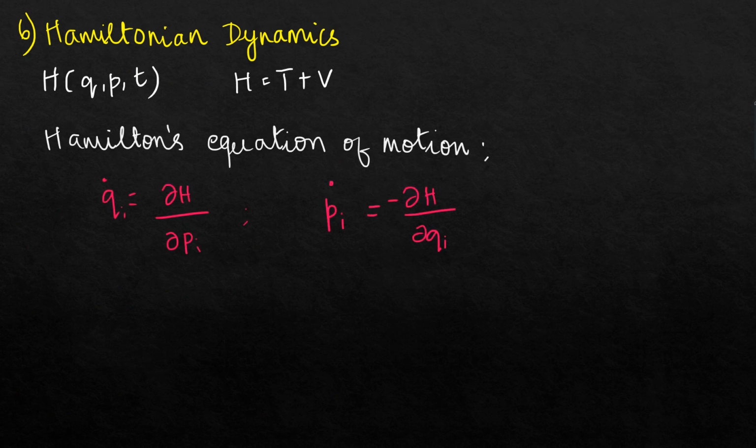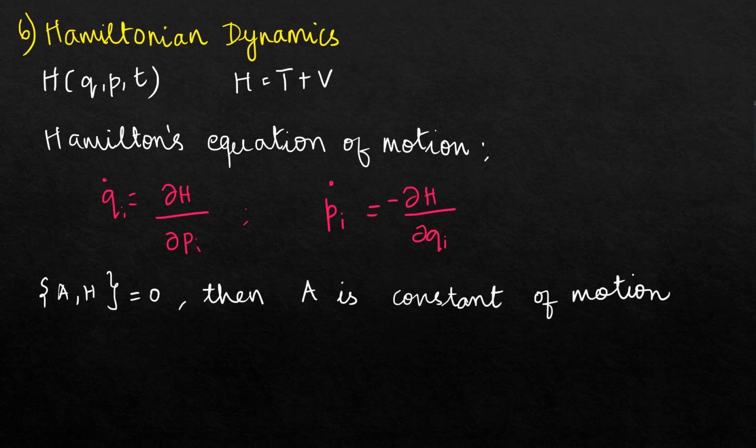H is given as T plus V. And these are the important Hamilton's equations of motion. Remember these. And then this is one of the important ones where you can solve one problem easily using this. So if A is a constant of motion, how do you find that A is a constant of motion? The Poisson bracket of A and H will be 0. Only then A is said to be a constant of motion.